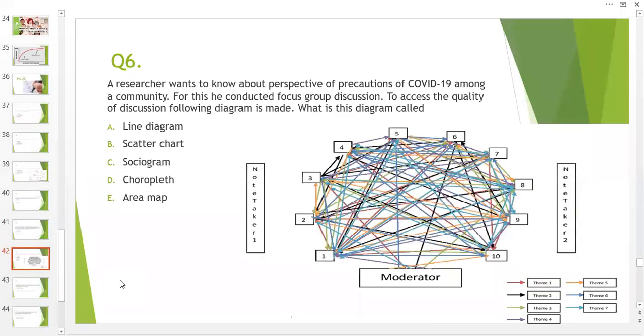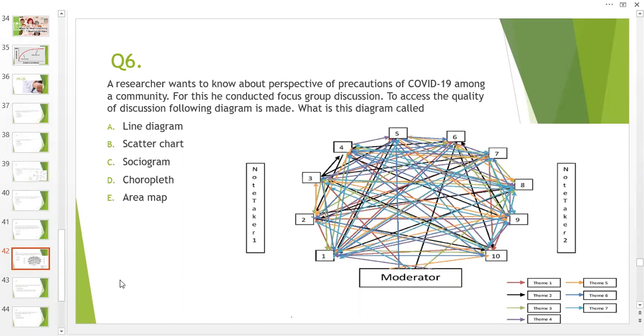A researcher wants to know about the perspective of precautions of COVID-19 among a community. For this, he conducted a focus group discussion. To assess the quality of discussion, the following diagram is made. What is this diagram called?